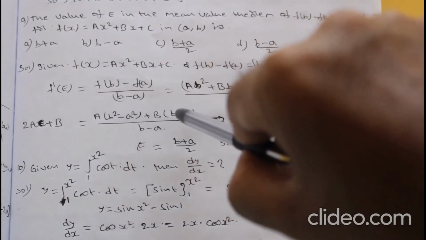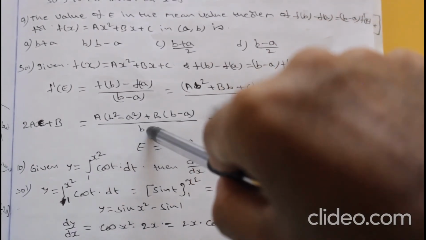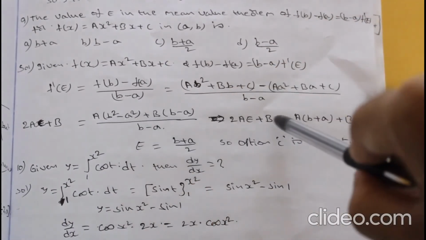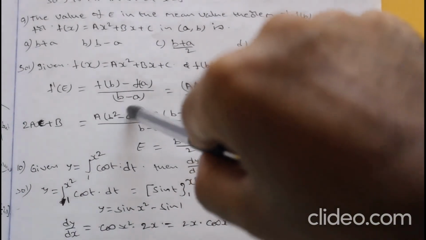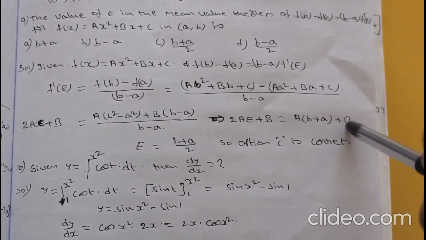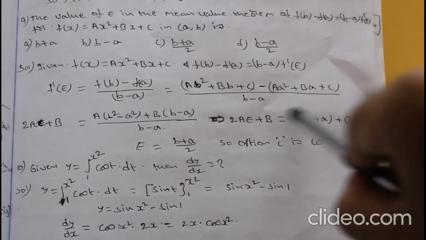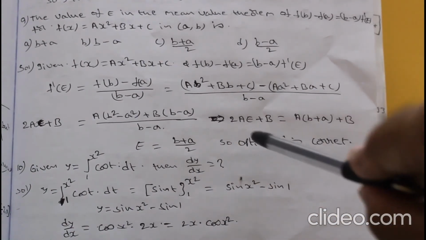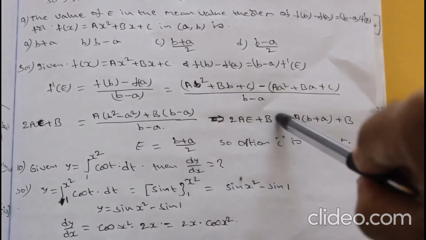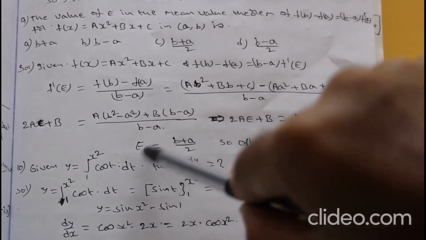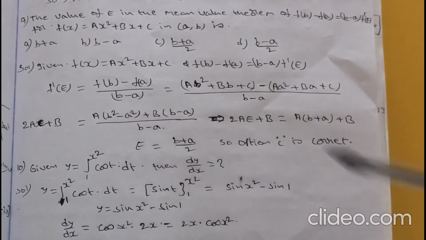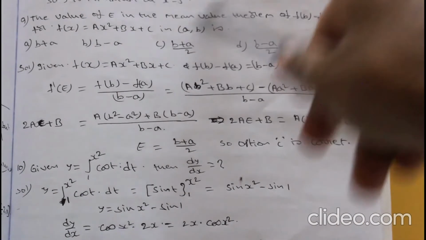So here b minus a is there, here b minus a is there, and that will cancel with the denominator. So here b plus a will be remaining. So a into b plus a plus b. Okay, and here b gets cancelled and a gets cancelled. So 2 epsilon is equal to b plus a. So epsilon equals b plus a by 2. So option C is correct.